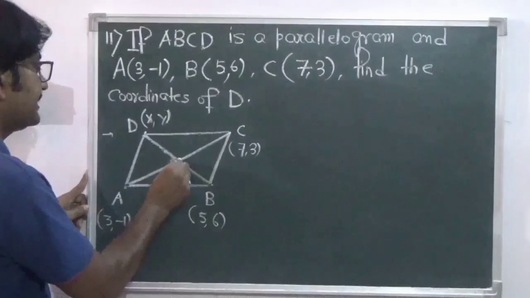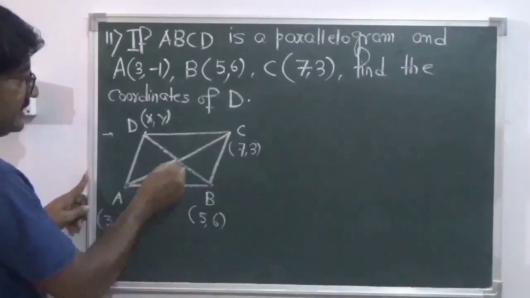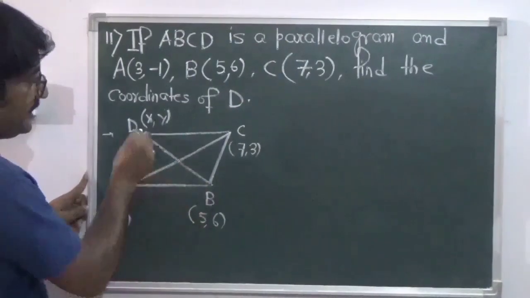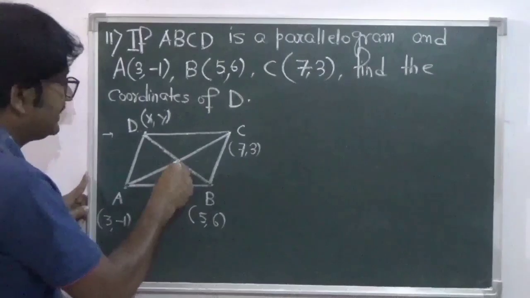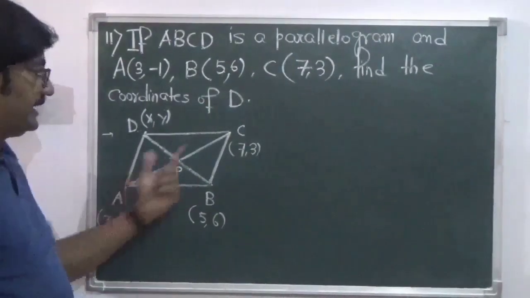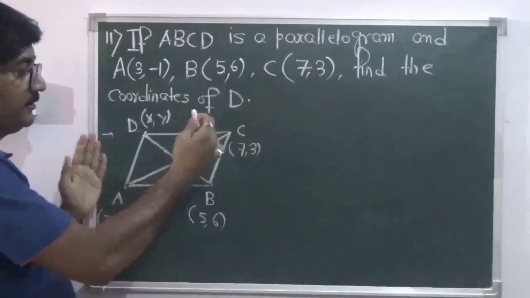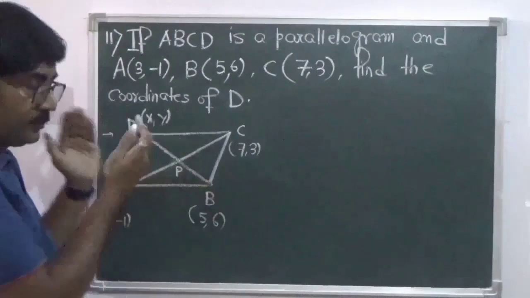That means if this point is the bisector, the midpoint of AC is this point and the midpoint of BD also is the same point. So suppose this point is P. We need to find the midpoint of AC, where we will get two values. Similarly, we find the midpoint of DB, and we will get two values.